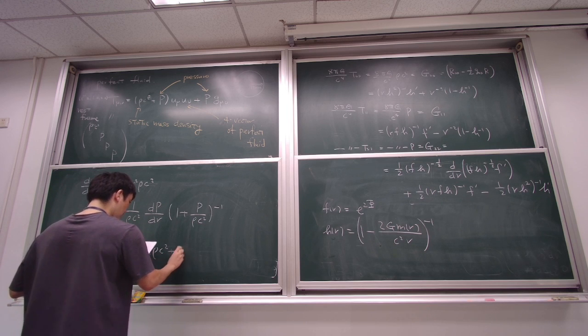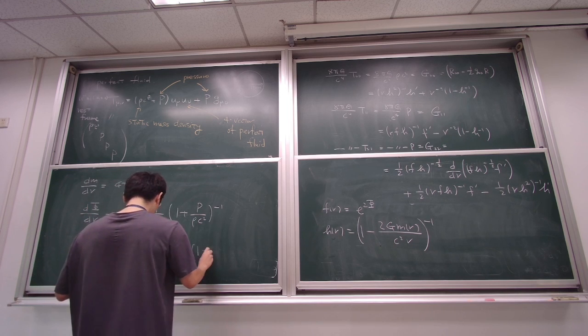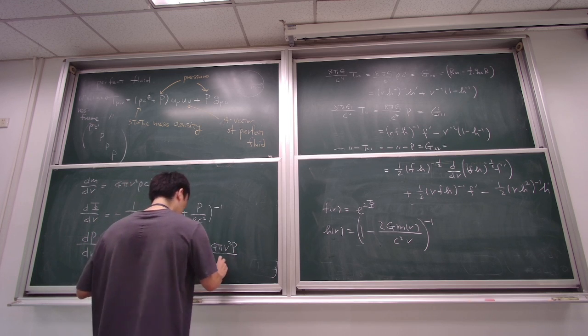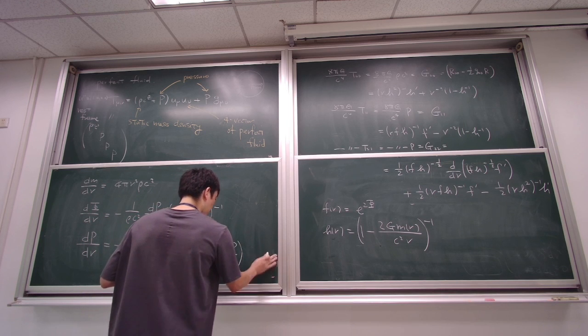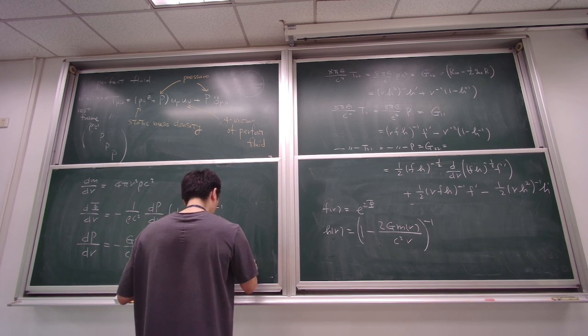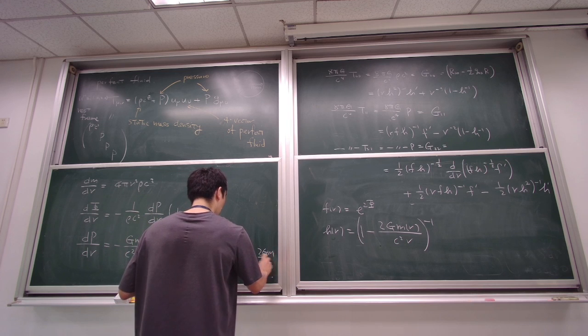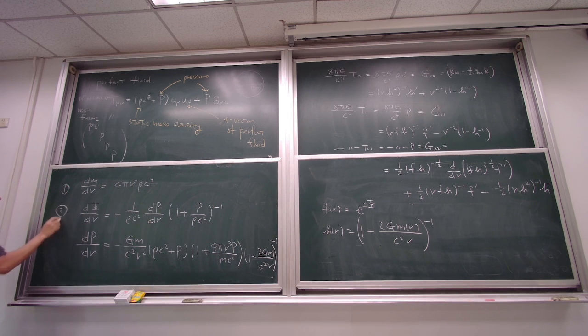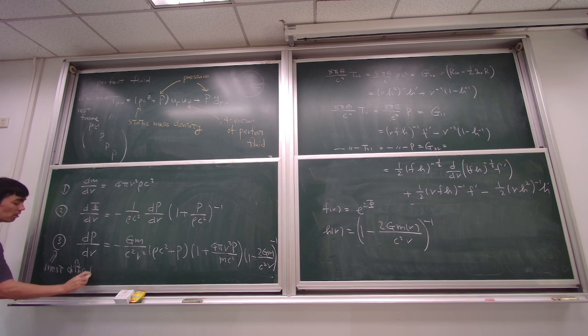Plus b. 1 plus 4 pi r cubed p divided by mc squared. So the third equation is very non-trivial. 2GM divided by c squared r, inverse. So the 1, 2, 3. So this is the most difficult, but you can get this one, and this is called the TOV equation.